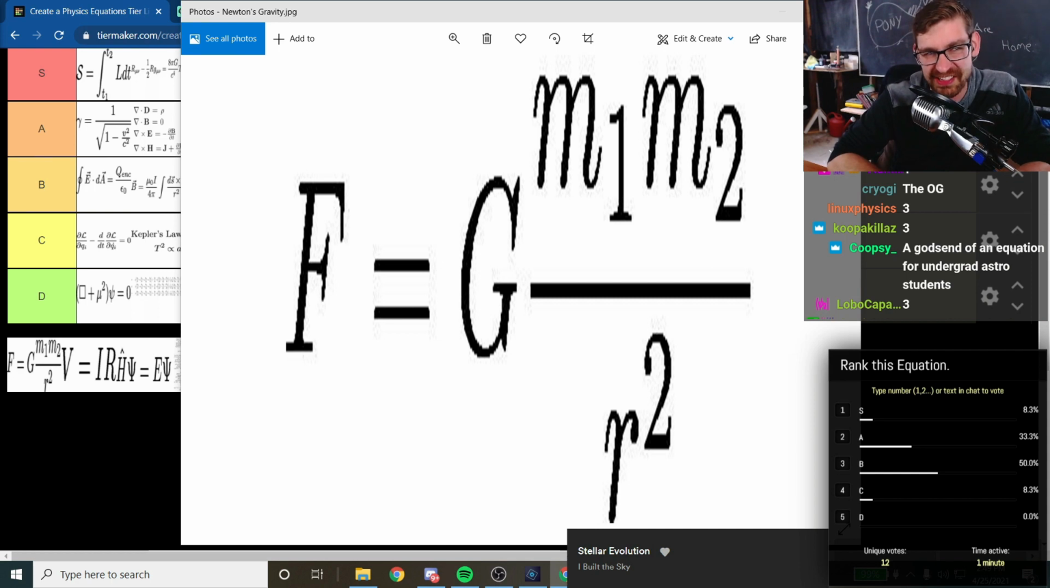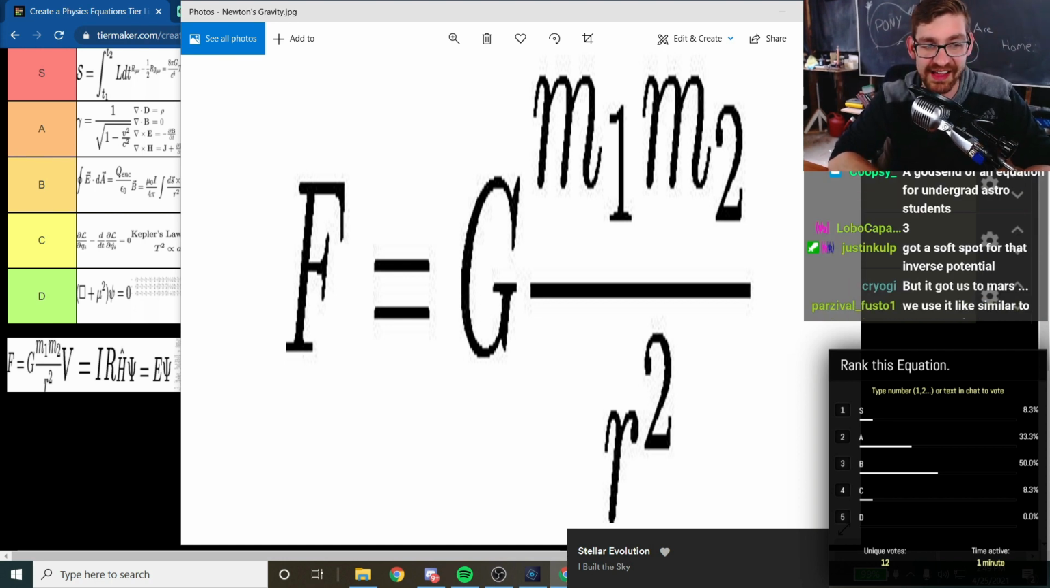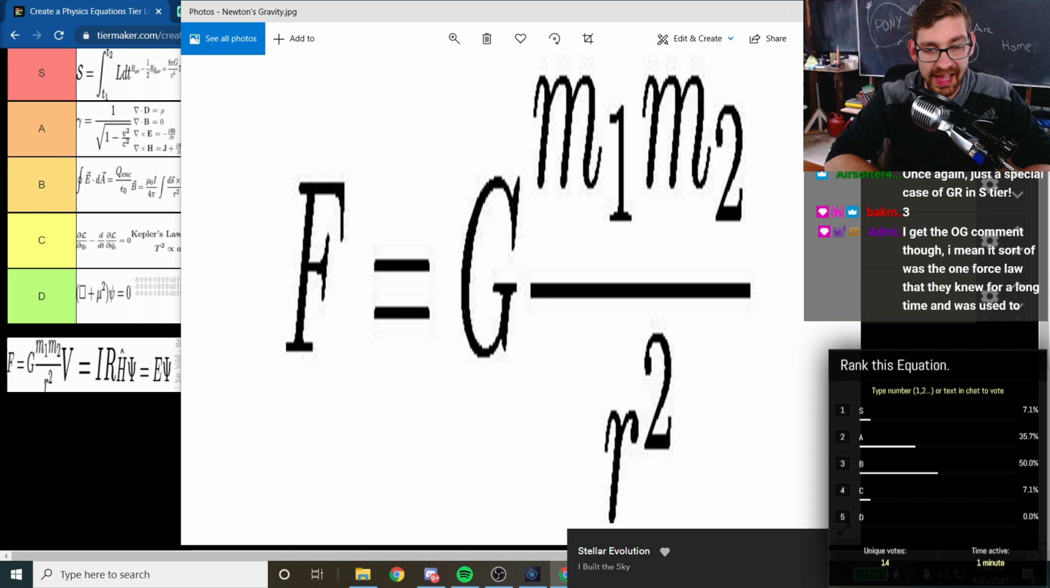But let's be real, gravitational potential energy is pretty cool. It's all right, I guess. A little bit weird with the signs and everything. Equation for undergrads and astro students. Okay. All right. I get it. It looks like it's going to be a solid B though. I don't know if people are going to be able to bring this out of the B tier, but it got us to Mars. It does okay. I'm not going to lie, I'm not impressed with it, but it works.